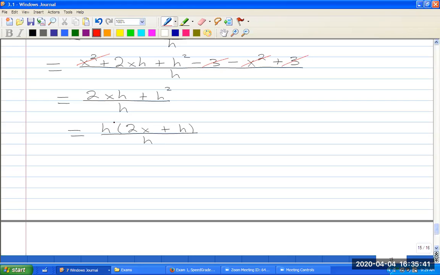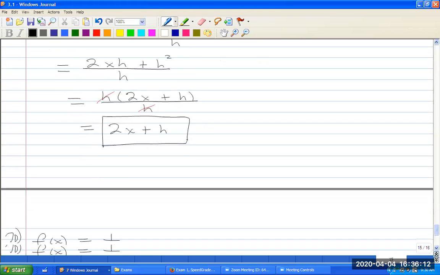The h's cancel, and you get 2x plus h. And this is my difference quotient, simplified. And that's the form that I want to write my answer in. Okay, let's do the next problem.